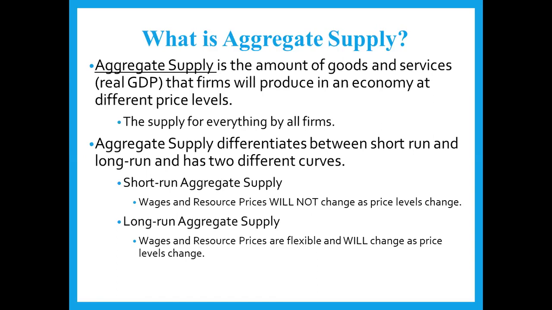Think back to micro unit 3, where we had a short run and a long run. In the short run, things did not change. In the long run, things were able to change. That's exactly what's going to happen here. Wages and resource prices do not change in the short run. Also similar to micro unit 3, the short run and long run are not a specified time period. It's not like the short run's 3 months or the short run is 6 months. It's when prices do not change, and then the long run is when they are flexible and will change.